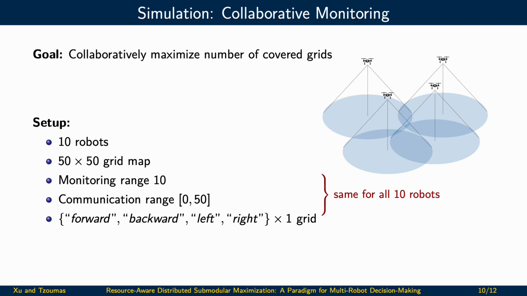Finally, let's consider the simulation of collaborative monitoring with 10 robots in a 50 by 50 grid map. All the robots have the same monitoring range of 10 grids, the same action set of forward, backward, left, right by 1 grid, and the same communication range, which is however unfixed yet. That means the robots in neighborhoods can be adjusted by changing the communication range. We are interested in the evolution of the team's coverage utility as well as the resource usage as communication range increases from 0 to 50.